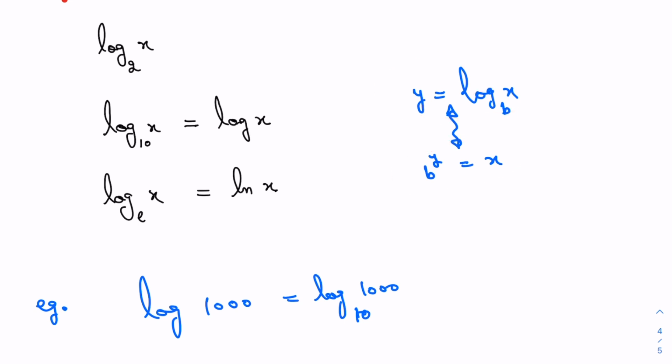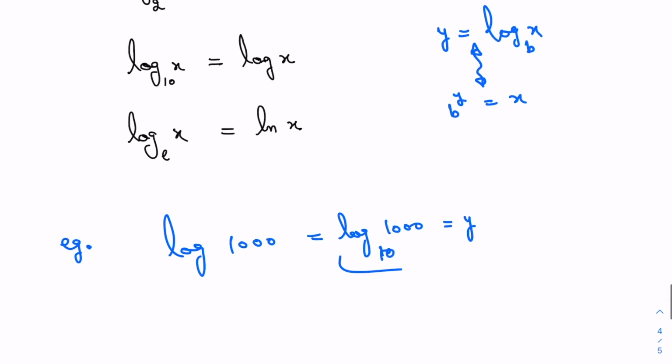So I don't need to go anywhere else. If I want to figure out the value of this thing, I will just say that this is y, and I will convert it into my exponential equation, where this just means 1000 is 10 power y. So we can keep in mind that this was input and this was output.